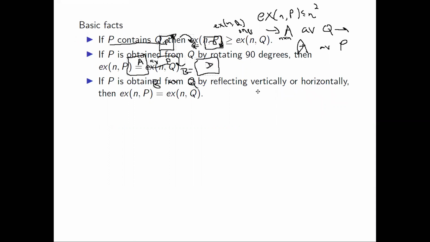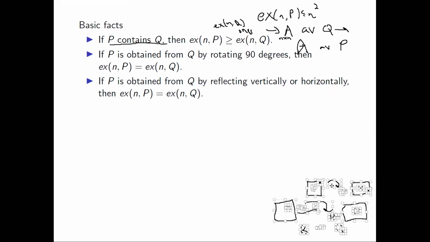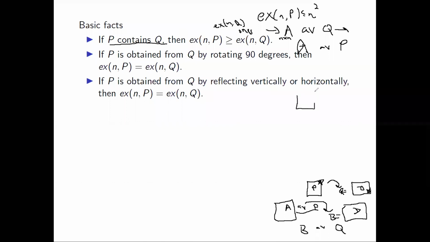So for reflecting vertically or horizontally, we can look at it like this. So we have our matrix P right here. And here's a horizontal reflection. And if that's Q, we can see that the extremal functions are the same here.